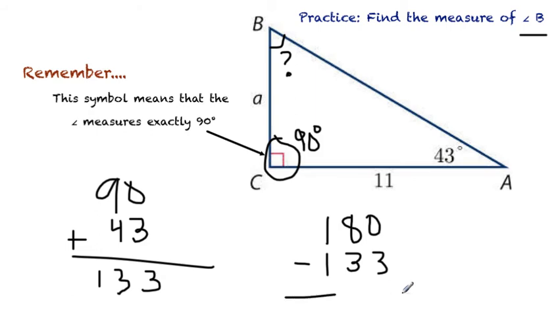I'm going to do my subtraction. Borrow. So then this is a 7, 6, 5, 4, and 1 minus 1 is 0. That's kind of a messy 4. So now I know that the measure of angle B equals 47 degrees. And again, you can check this. 47 plus 90 plus 43. If you add all those together, it's going to give us 180 degrees.